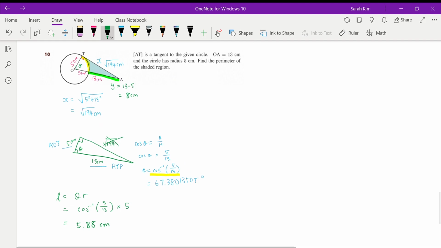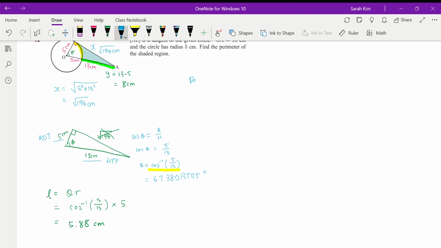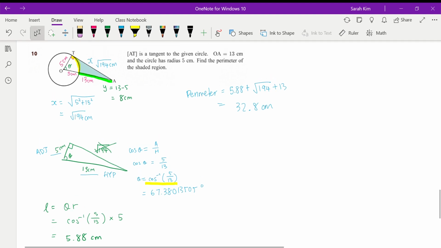So approximately my perimeter equals 5.88 plus square root 194 plus 13 centimeters. If I add them all together and round it, I get about 32.8 centimeters. I'll double check with the answers. 25.9 apparently.